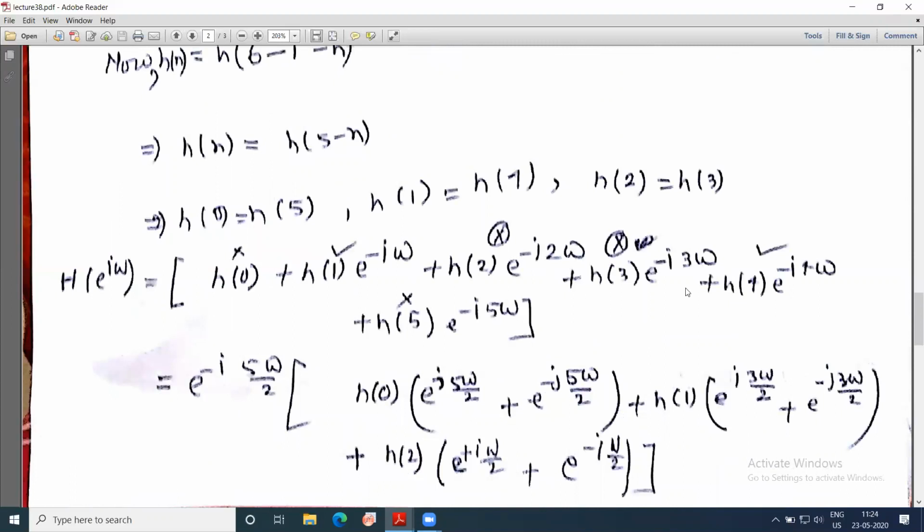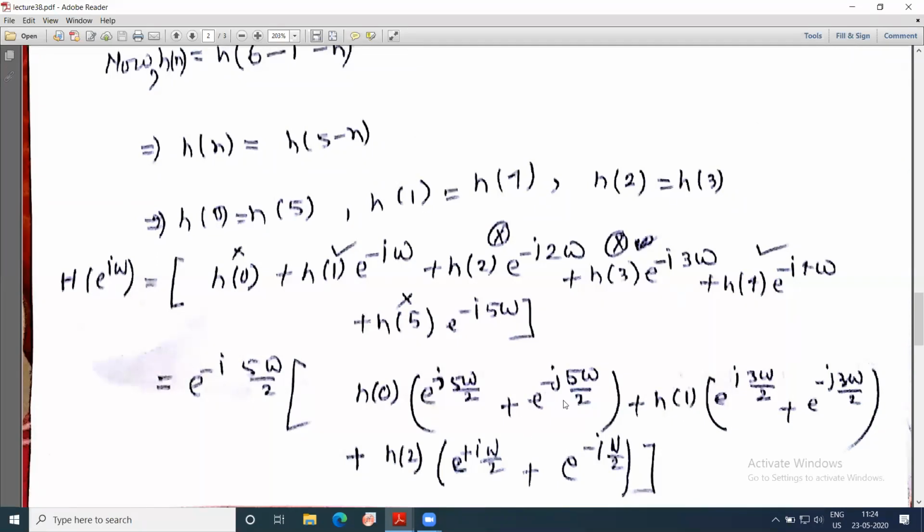Then what I am doing, I am writing this again. Now if I find (N minus 1) by 2, with N equal to 6, (6 minus 1) by 2 means 5 by 2. So e to the power minus j alpha omega, where alpha equal to (N minus 1) by 2, I have written as j 5 by 2 into omega. Then if I write h0 with e power minus j 5 by 2 omega, h0 becomes h0 into e to the power j 5 omega by 2 into e power minus j 5 omega by 2, because h0 equal to h5. If you take h0 and h5 as the same, then it will be j 5 omega by 2 plus minus j 5 omega by 2. Is it all right?